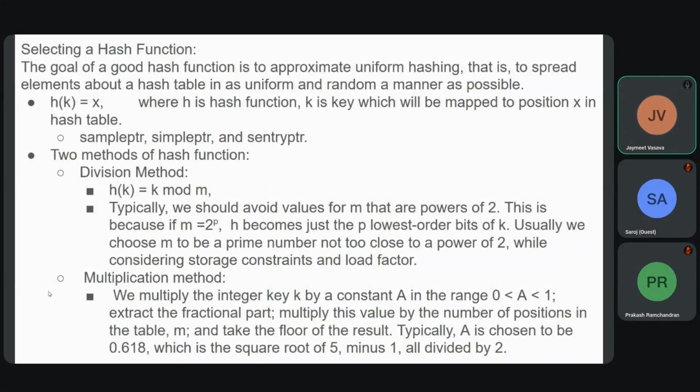So two methods of hash function. First is the division method, where h of k is k mod m. Typically we should avoid values of m that are powers of 2. This is because when m equals 2 raised to p, h becomes just the p lowest order bits of k.